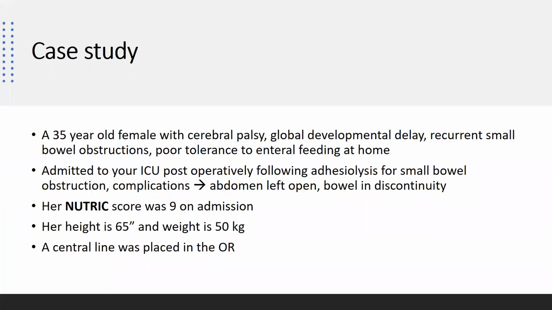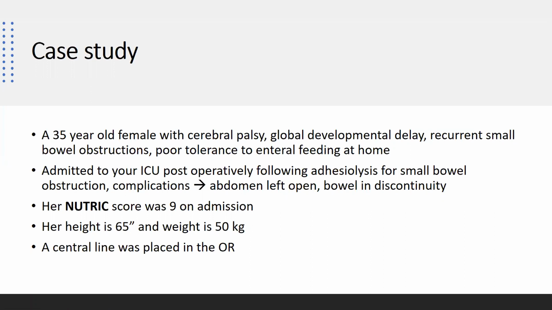So I'm going to go through a case study here. It's a 35-year-old female, and I'll just kind of take you through it because the hybrid learning environment doesn't really work well for group activities. So I'm just going to go through the case.